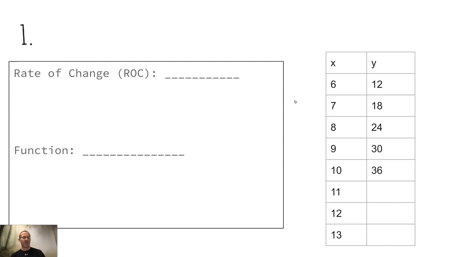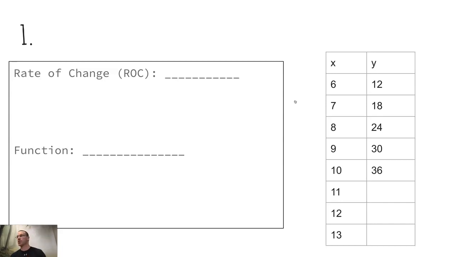So right now, if you're looking at your notes, you should be on problem one. Here's the goal. We have this table of values, and we can see that the x's are 6, 7, 8, 9, 10, 11, 12, 13. And looking at our y values, we go 12, 18, 24, 30, and 36. Here are the two questions we really want to figure out: what is the rate of change happening in this set of data, and what function does that represent?